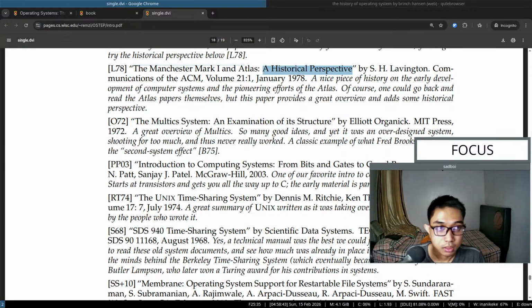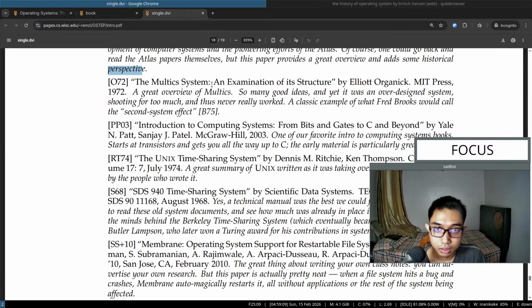A nice piece of history on the early development of computer systems and the pioneering effort of the Atlas. Of course, one could go back and read the Atlas paper themselves, but this paper provides a great overview and adds some historical perspective. The Multics system before the Unix one, an examination of its structure, an overview of Multics. So many good ideas, and yet it was an over-designed system, shooting for too much, and thus never really worked. A classic example of what Fred Brooks would call the second-system effect.